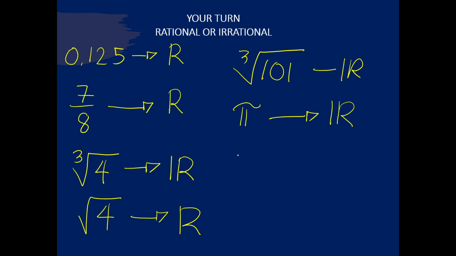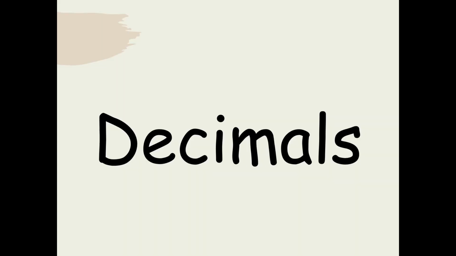What about 0.333? Rational. That's rational. So you now know how to determine rational and irrational numbers. Is this clear? Okay, this will appear in your quizzes and activity later. Now, let's move on to decimals.